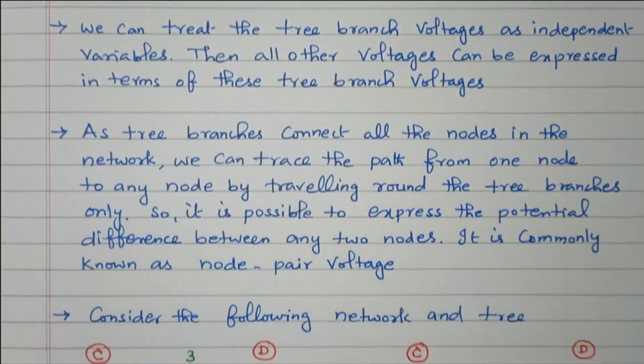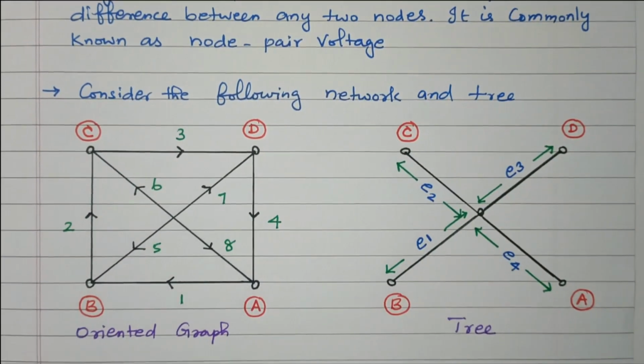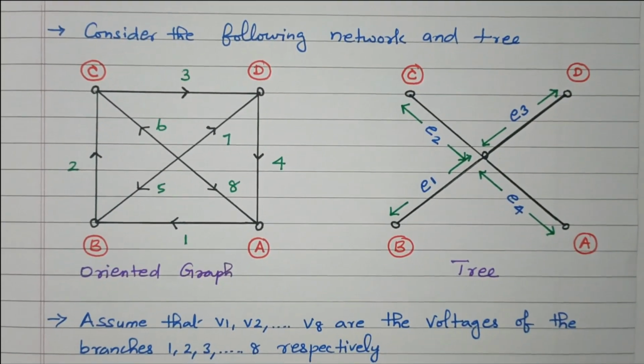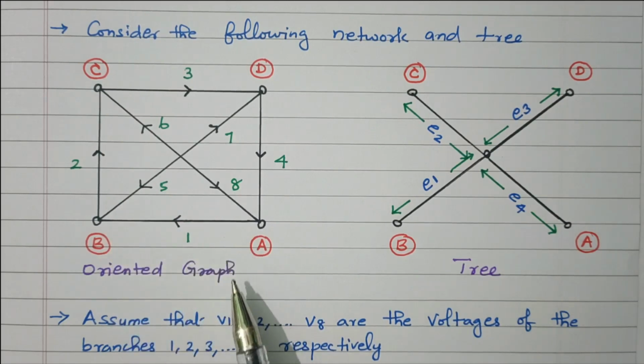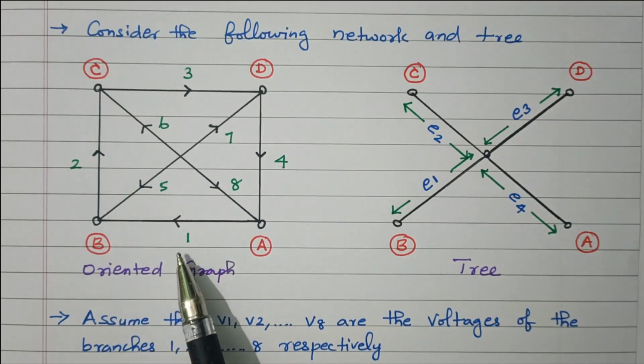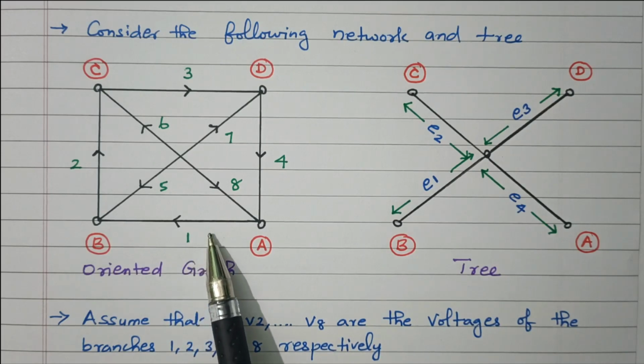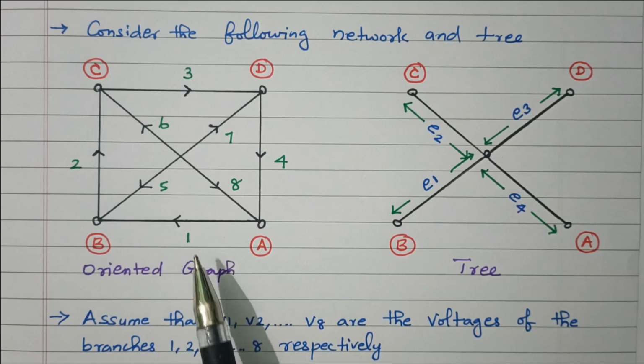Now we'll consider the network. We'll see the diagram. So this is the oriented graph. Oriented graph means the network is replaced by lines. Here this line indicates the network elements. Network elements are replaced by lines. It's called a graph. If the direction is also available, it's an oriented graph. We are able to see the direction, how it is traveling, right? So the network elements replaced by lines is a graph. The direction also available means it is an oriented graph.